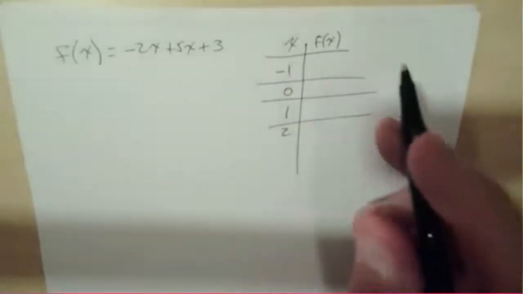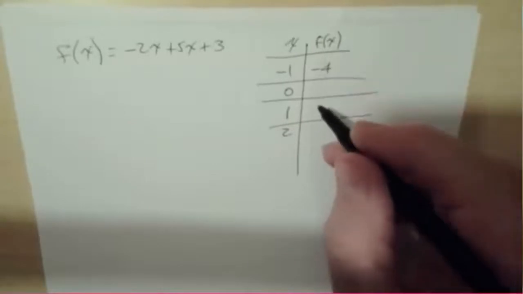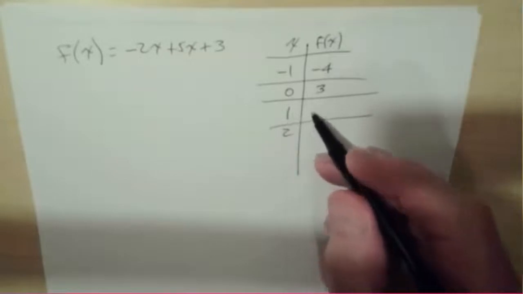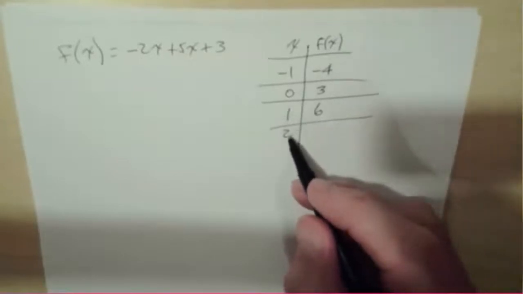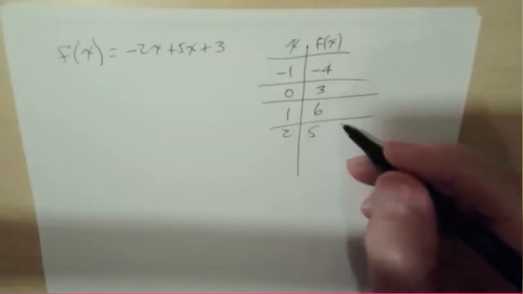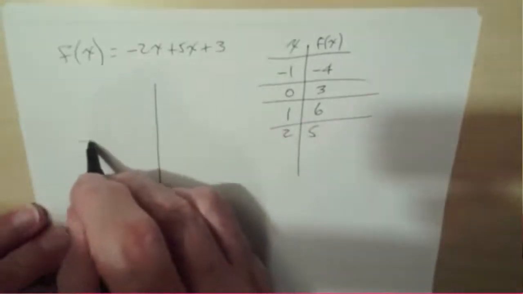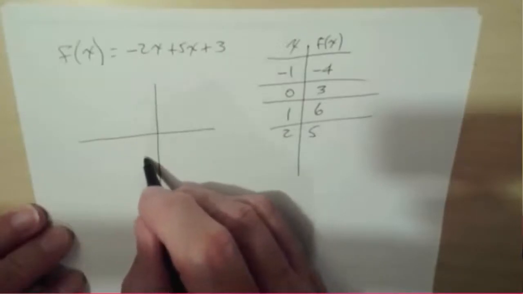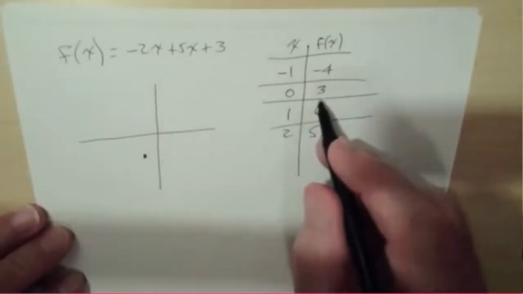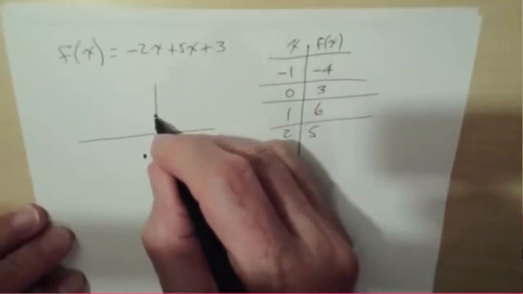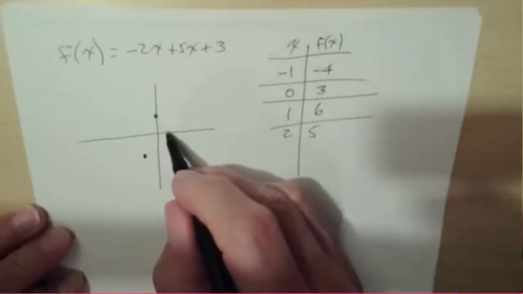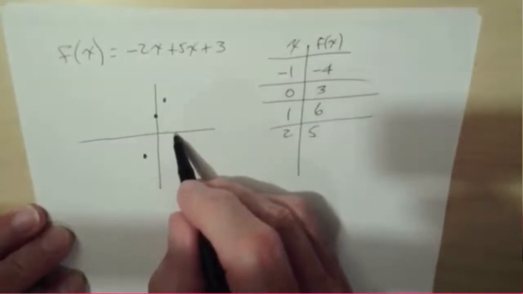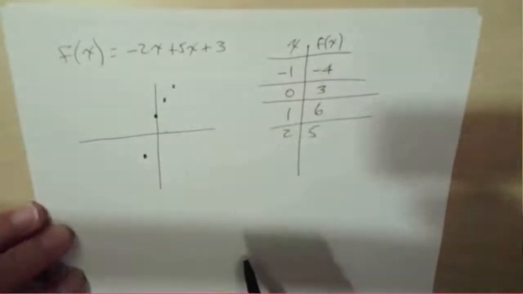Okay, we plug -1 into here, and we get -4. Plug 0 into here, we get +3. Plug 1 into here, we're going to get 6. And plug 2 in, and we're going to get 5. This is what it's going to kind of look like. -1, -4 is going to be about here. 0, +3 is about here. 1, 6, over 1 up 6 is about here, and 2, 5, 1, 2, and 5 is about here.